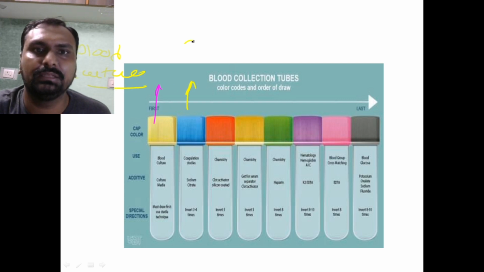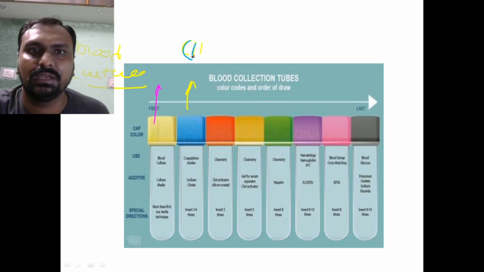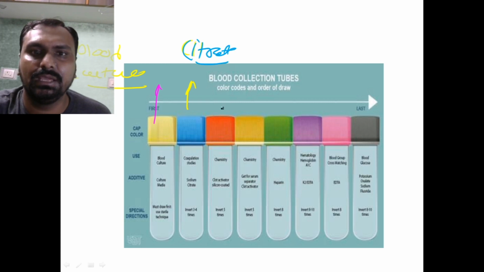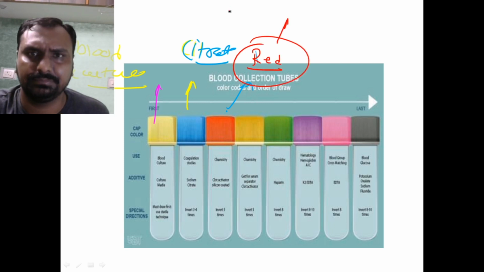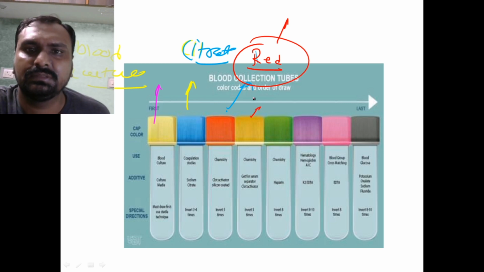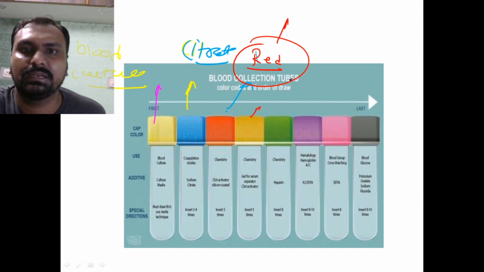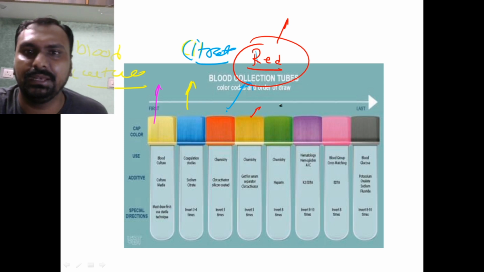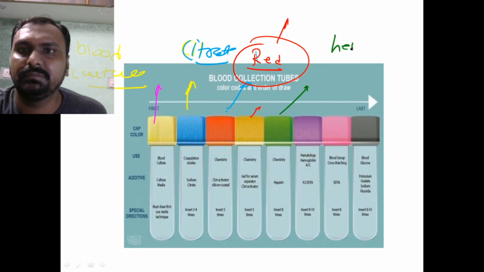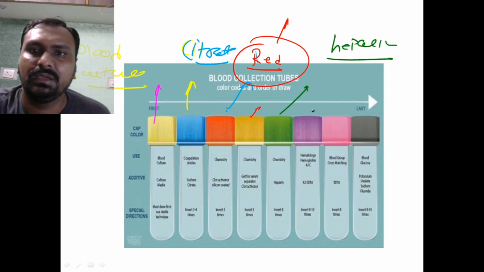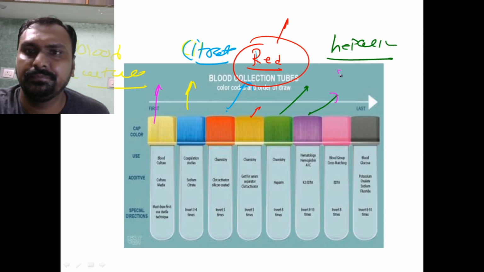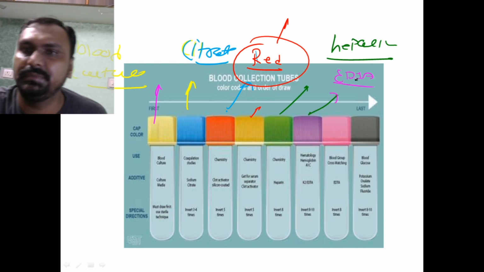Then after that we have to take in the citrate, right? Citrate. Then we have to use the red tube, red cap, that is for the chemistry and serological. Sometimes this golden yellow is for the silica gel, the clot activator, that can be used. Then fourth is the heparin, right? Heparin, that is mainly for the blood gases. Okay. And fifth is the EDTA for the hematological tests like CBC, total count, peripheral smear, everything.